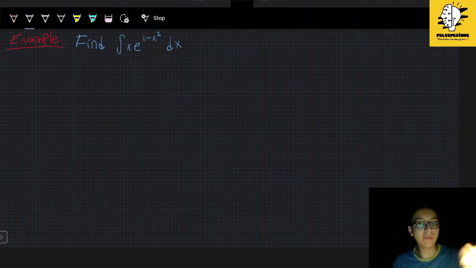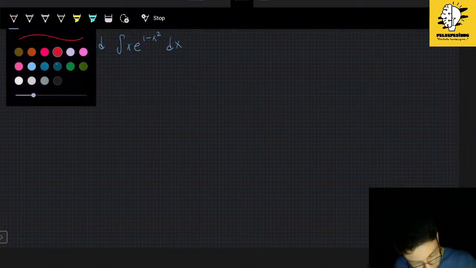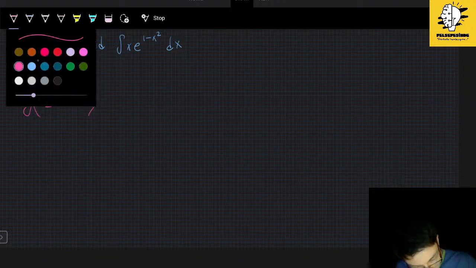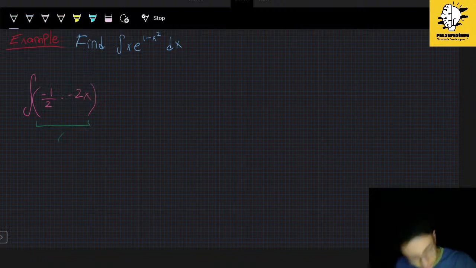But I don't want to leave anything behind. Would you allow me to write it in this form? Let me say, okay, this is a good color. I will just say this is negative 1/2 times negative 2x. Is this equal to x? This is x, right? So I will continue writing it: e to the power 1 minus x squared.